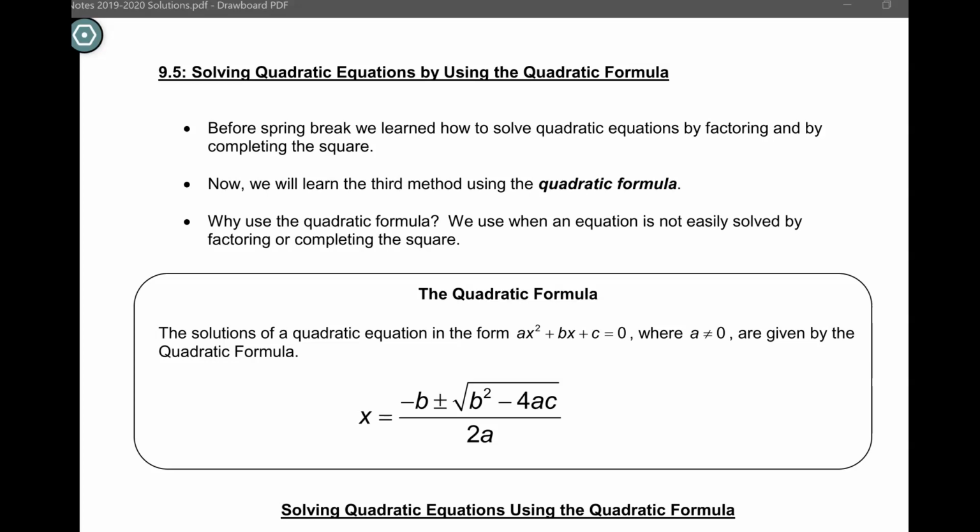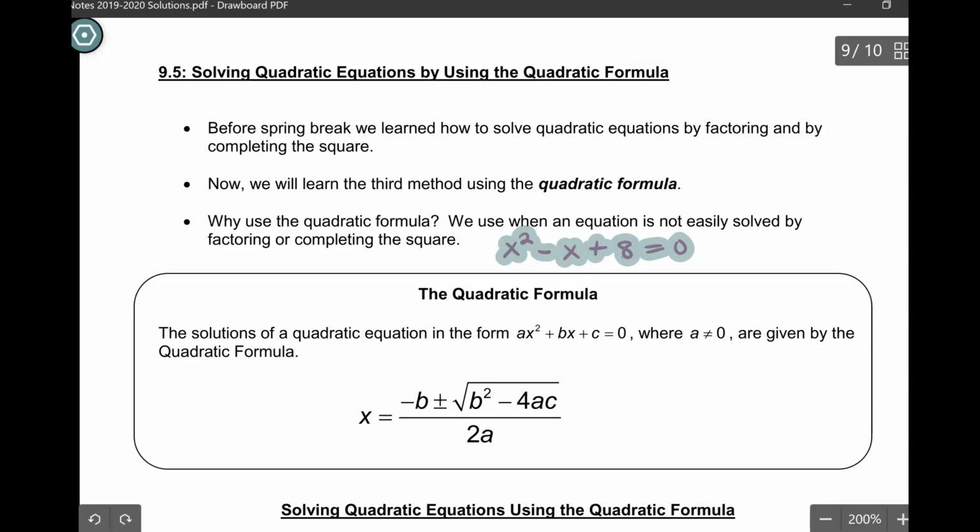When we have something like, let's say, x squared minus x plus 8, if we're trying to factor, it doesn't work. And with completing the square, we could do it that way, but that would be really messy because we'd end up with a whole bunch of fractions. So instead we have this formula, the quadratic formula. And that's all it is.